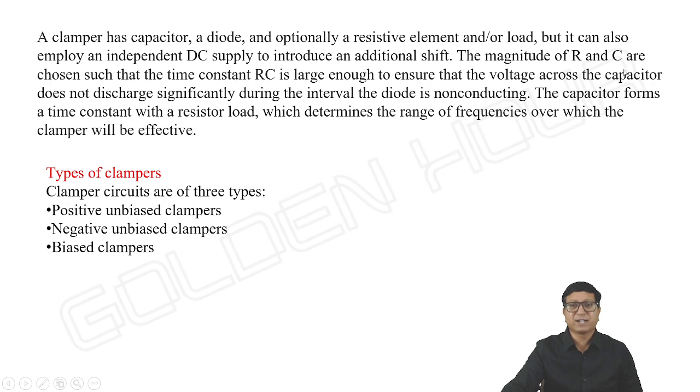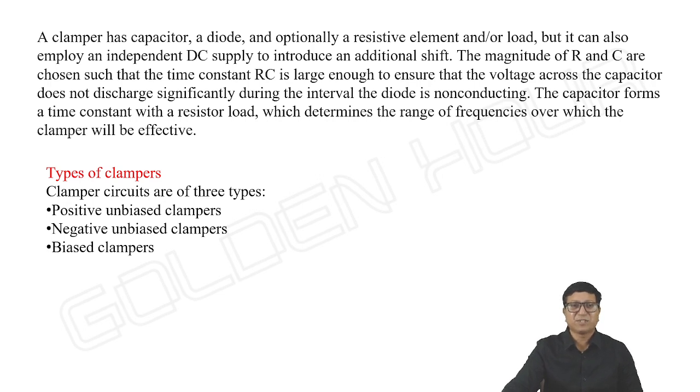The magnitude of R and C are chosen such that the time constant RC is large enough to ensure that the voltage across the capacitor does not discharge significantly during the interval the diode is non-conducting. Okay, what is the meaning of this statement? I will explain it along with the operation, of course.